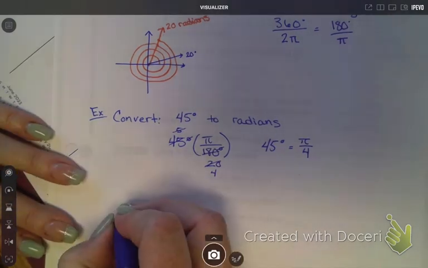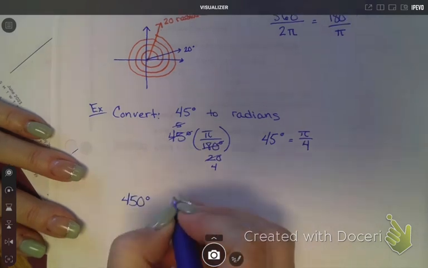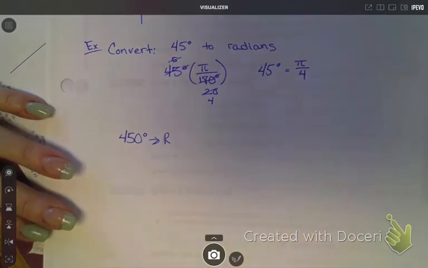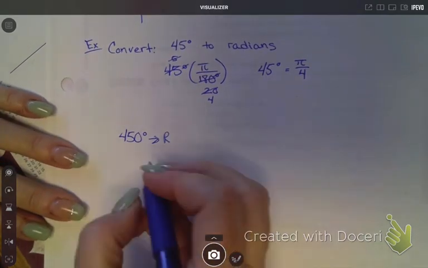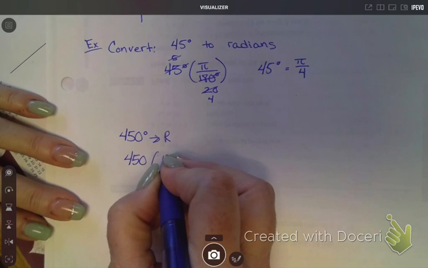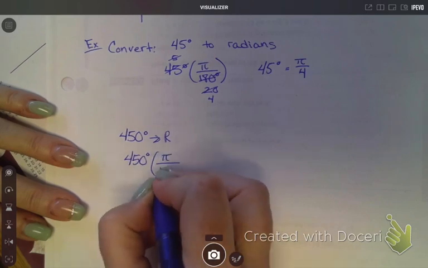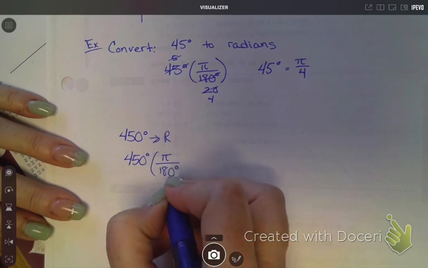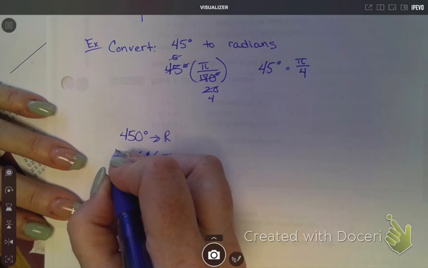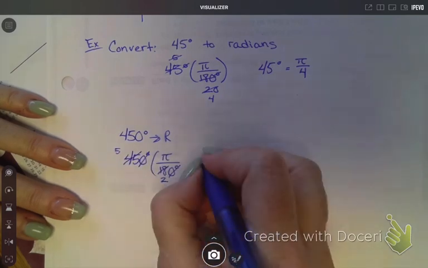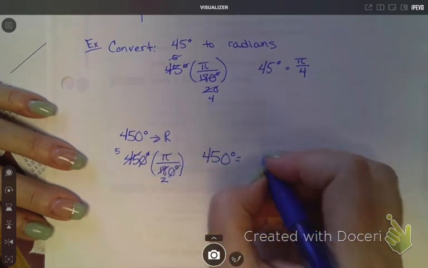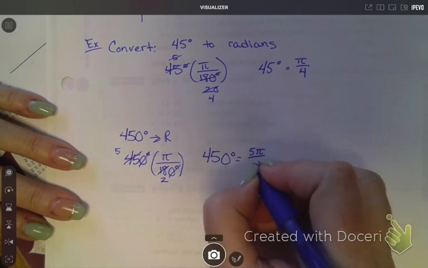So I need to convert 450 degrees to radians. Again, I just take 450 degrees times pi over 180 degrees. I'm going to reduce out a 0 and the degree at the same time. And 9 goes in here 5, in here 2. So 450 degrees is equal to 5 pi over 2 radians.